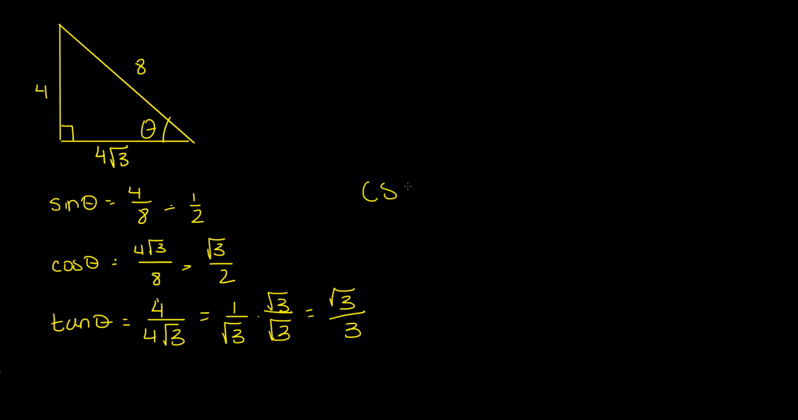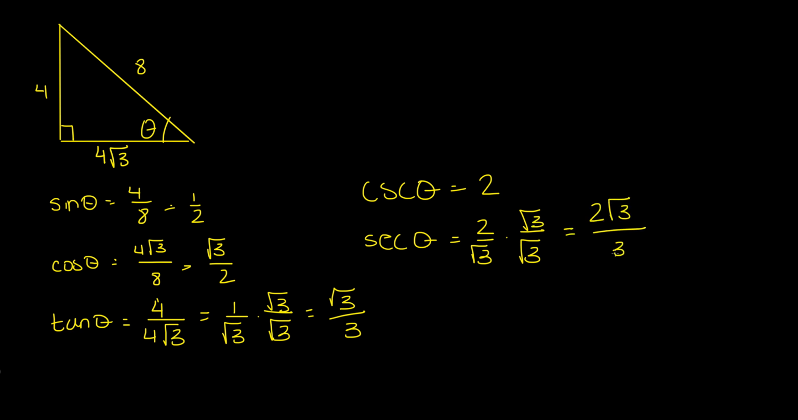Cosecant of theta is going to be the reciprocal of 1 over 2, which is 2 over 1, which is just 2. Secant of theta is going to be the reciprocal of root 3 over 2, so that's going to be 2 over root 3. Again, Algebra 2, we need to rationalize the denominator. Take that square root out of it, so we get 2 square root of 3 over 3.